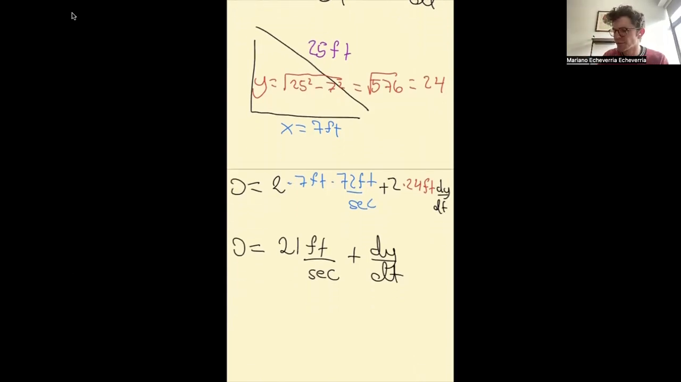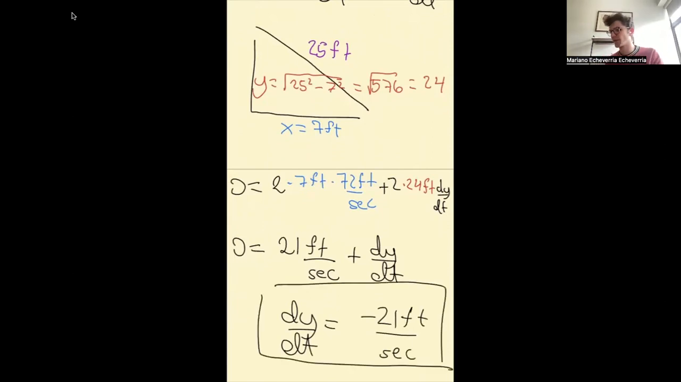And again, the numbers will be smaller on the problems I actually end up giving you. So this would be minus 21 feet per second. The important thing about this problem was to realize that you could use Pythagoras theorem to relate the variables, basically. Is that making sense?